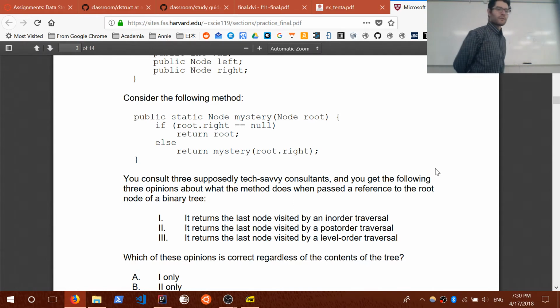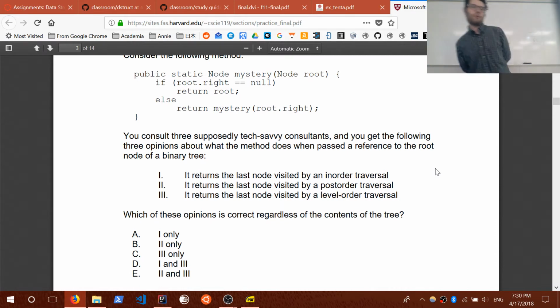Okay? So we are going to consult 3 supposedly tech-savvy consultants, and we get 3 opinions about what the method does when passed a reference to the root of the tree. We know that basically it returns the rightmost node in the tree. The answers they give: consultant 1 tells us that it returns the last node that would be visited in an in-order traversal. Consultant 2 says it returns the last node visited by a post-order traversal. And consultant 3 says it will return the last node visited by a level order traversal.